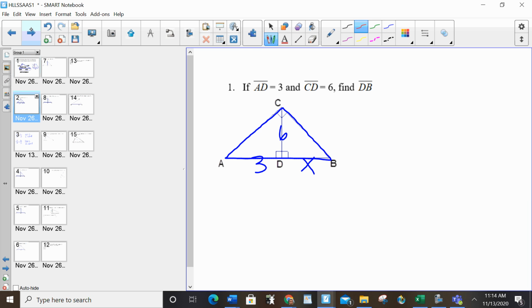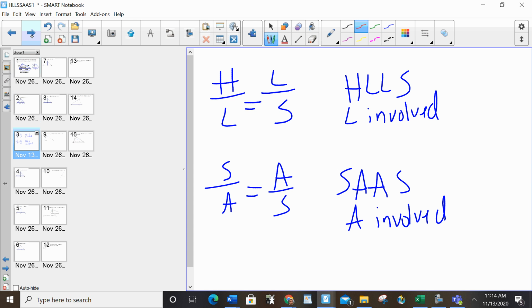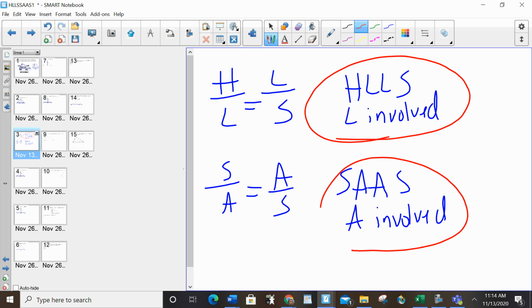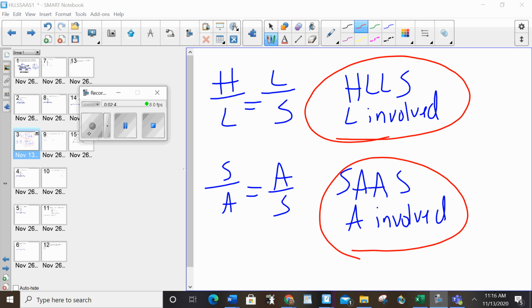So to determine if it's going to be hills or SAS, if there's an L involved, we're using hills. If there's an A involved, we're using SAS.